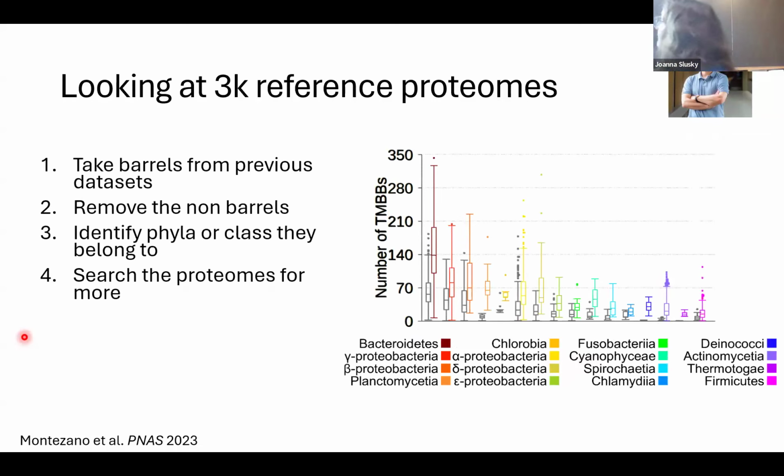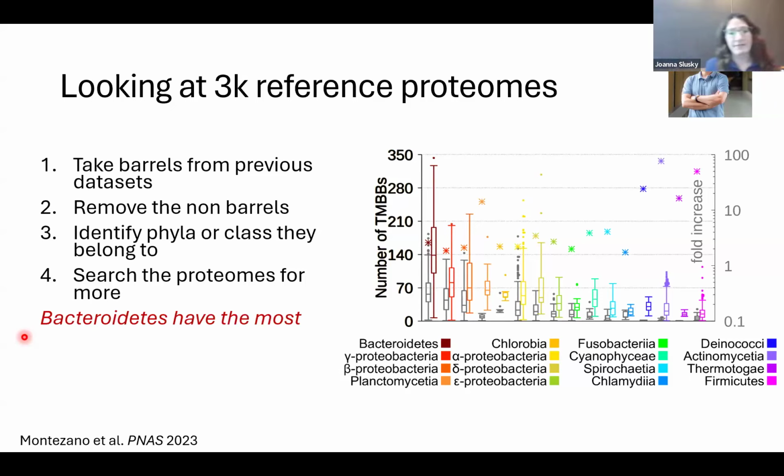And what we ended up getting is now in color, so you can see the difference between what was previously known and what we have now, where if you look on this rightward axis, you can see the fold increase where the asterisks are. But overall, you can see that there are lots of different types of transmembrane beta barrels in Bacteroidetes per organism. There's somewhere on average around 140, but very few for the Firmicutes. Bacteroidetes have the most, right?